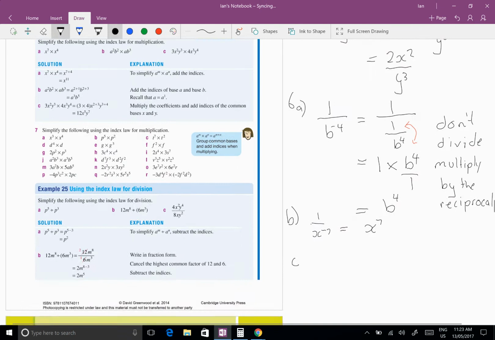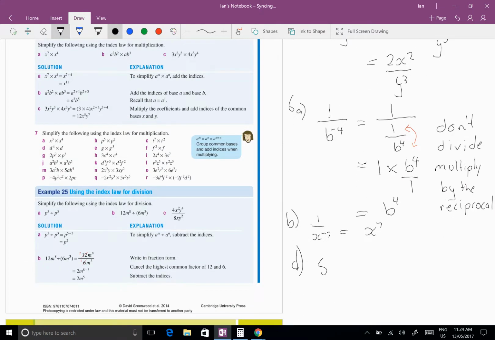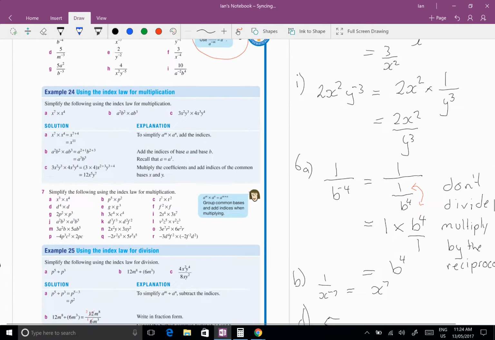So let's have a look at D. And D is 5 over m to the minus 3. Oh, they've got a bit tricky. They've put a different number in the top. Don't let it faze you. Anything where you've got a negative power in the denominator, in the bottom, you can just bring it to the top and change it to a positive. Leave that 5 alone, bring that m to the -3 to the top and make it a +3. So easy. If you just follow the rules, it's so easy.